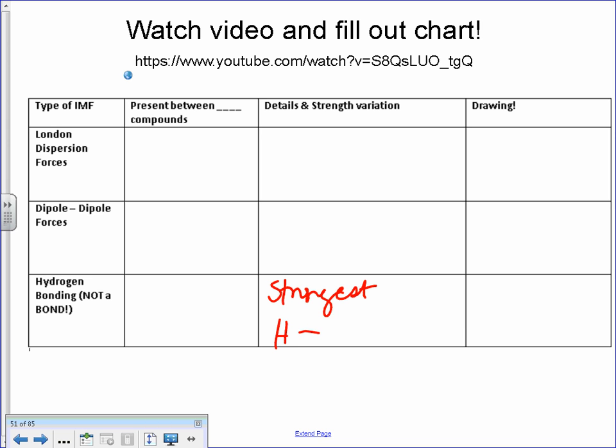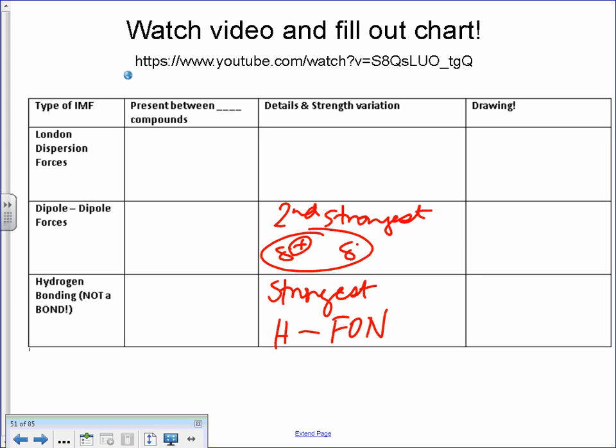So hydrogen bonded to fluorine, oxygen, or nitrogen. Okay, this one's the second strongest. What was one of the important parts here? So there's a molecule with a partial positive and a partial negative attracted to another one with a partial positive and a partial negative.